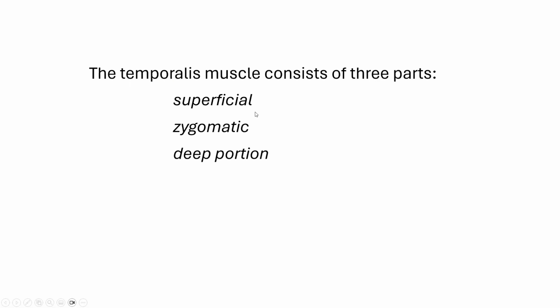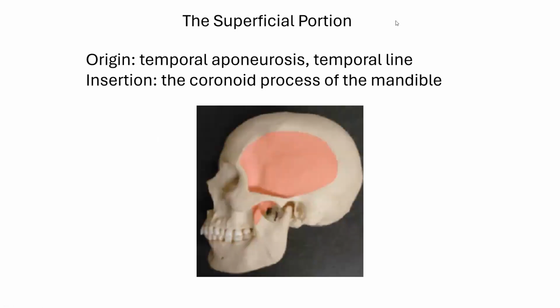The temporalis muscle has three parts: the superficial, then the zygomatic portion, and the deep portion. So let's see the superficial portion. Its origin is the temporal aponeurosis and temporal line, and its insertion is into the coronoid process of the mandible, this shaded area.